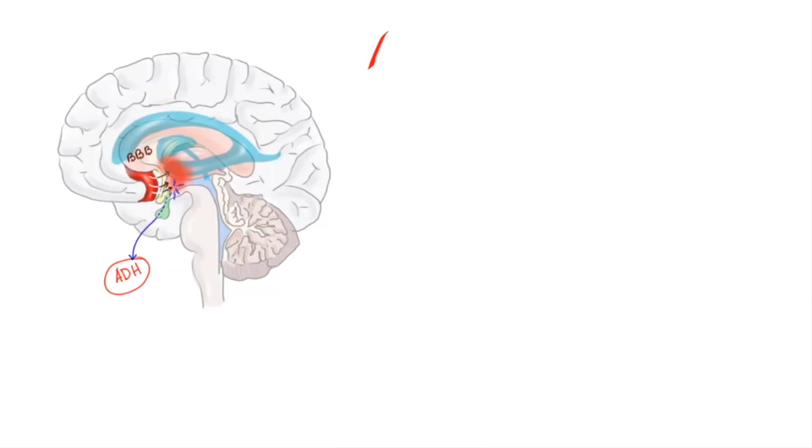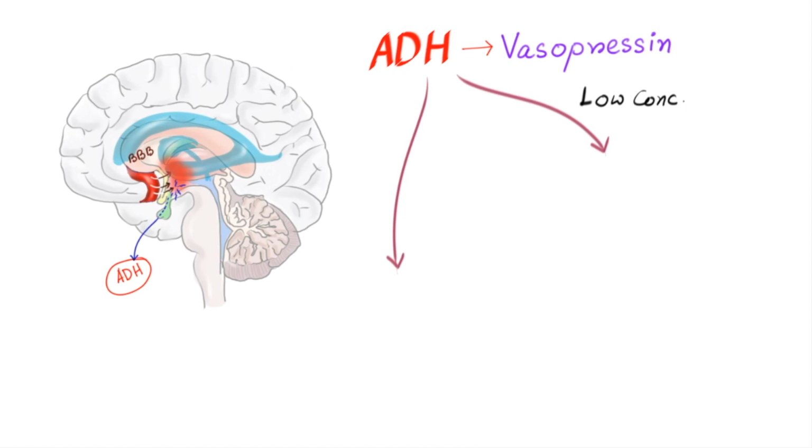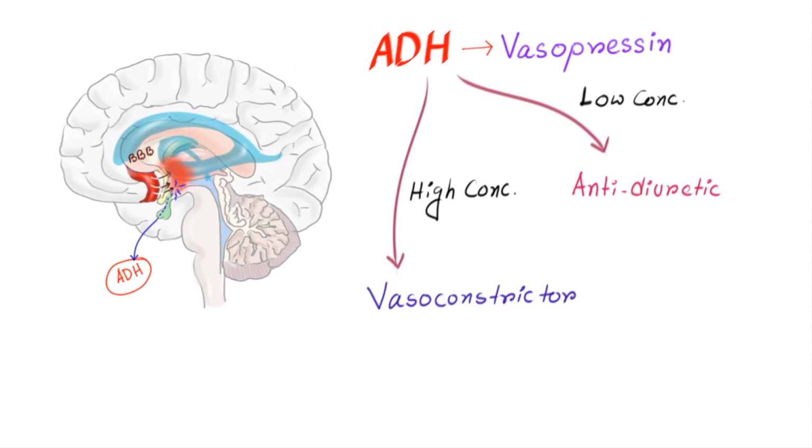Now let's see how ADH works. Here I would like to give you another important piece of information. As you know, the other name of ADH is vasopressin because it can cause vasoconstriction. But to produce antidiuresis, a small amount of ADH is enough, whereas for vasoconstriction it needs a larger amount. So in low concentration, it acts as an antidiuretic hormone, and in high concentration, it acts as a vasoconstrictor.